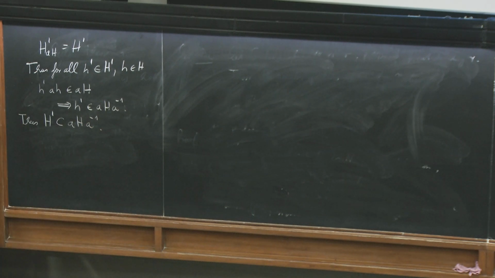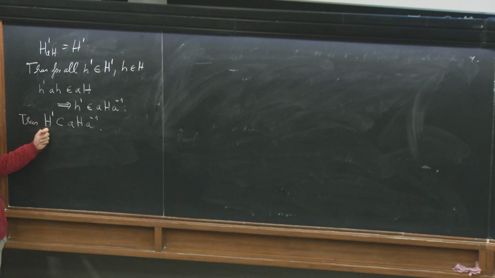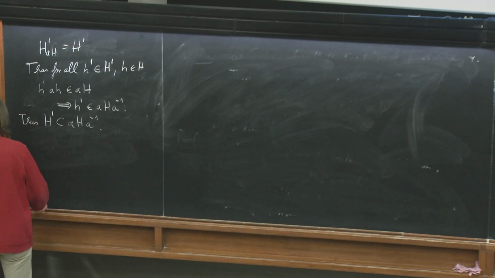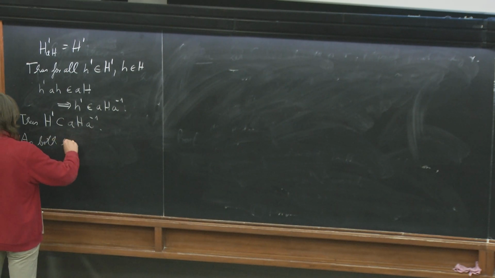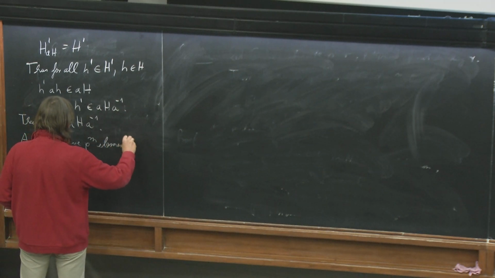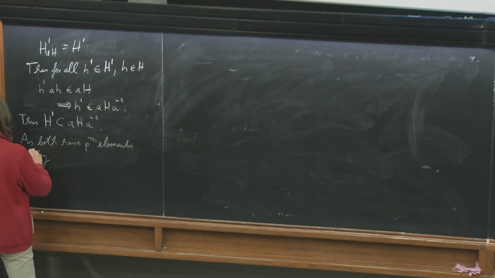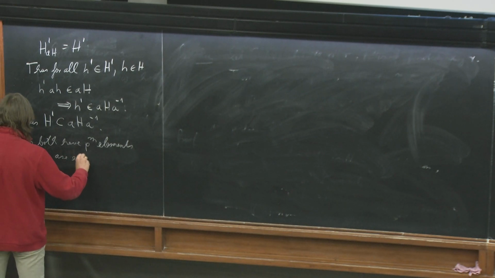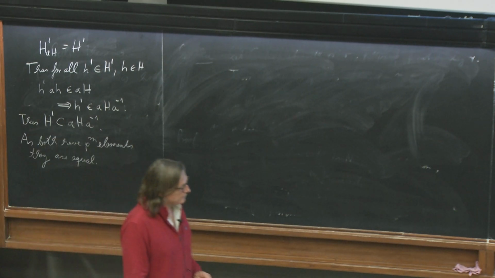Now, H was a p-pseudo subgroup, and H prime is a p-pseudo subgroup. So both have the same number of elements. So therefore, if one is contained in the other, they're equal. As both have p to the m elements, they are equal. Okay. So again, here we're using the orbit stabilizer.